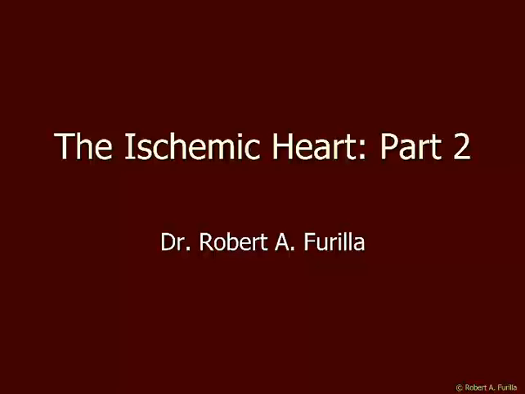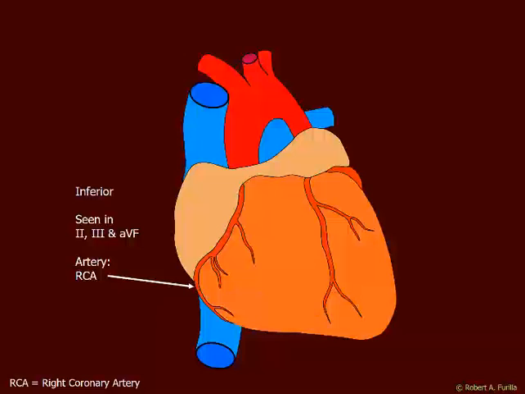In part 2 of this talk, I will give you some examples. The first example is an infarct on the inferior wall of the heart. This is usually caused by an occlusion in the right coronary artery, but can be an occlusion in the left circumflex artery, which then comes around from behind. We see this in leads 2, 3, and AVF.